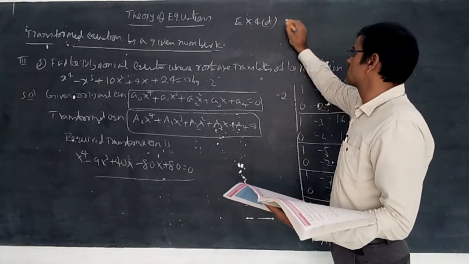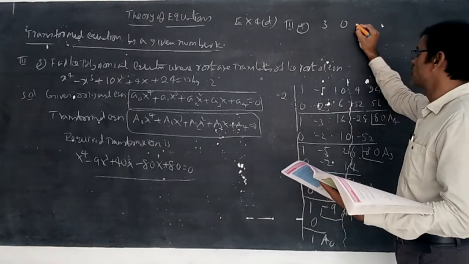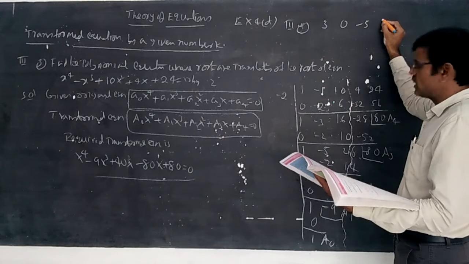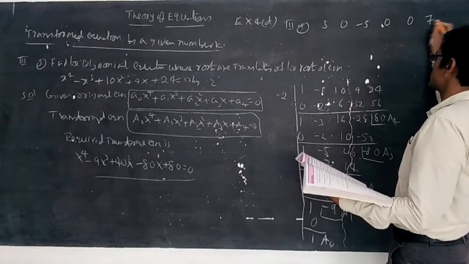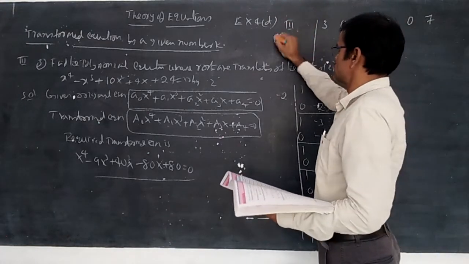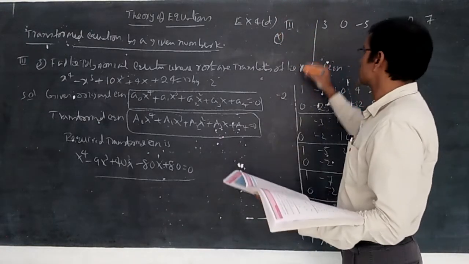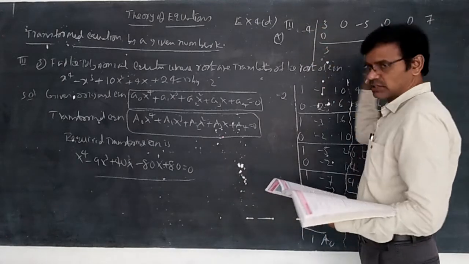Example, Roman number 3, 4. Simply I am giving the hint to you. 3, this is 0, this is minus 5, and the x square coefficient is not there, put 0, and x is not there, put 0, and this is 7. Write like this for Roman number 3, fourth question. He is asking for translation by 4, so you should put minus 4 here and follow like this.